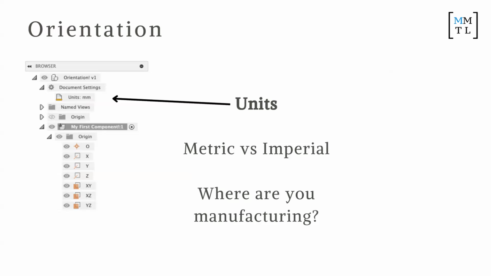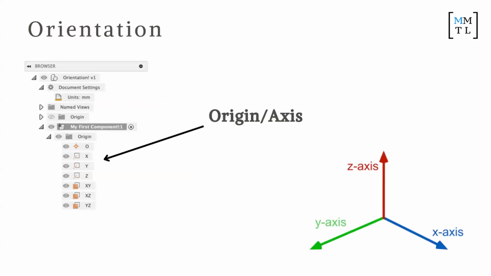And why is it important? Because there's obviously metric versus imperial system, and when you're manufacturing things, you don't wanna have it in the wrong unit in the first place, and all the dimensions are wrong. So yeah.